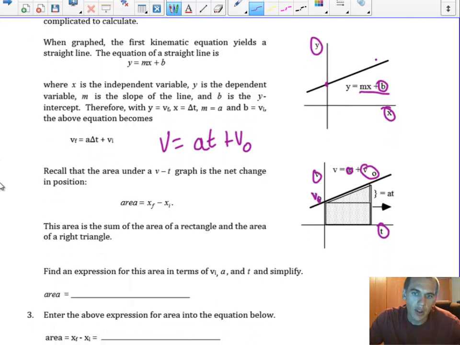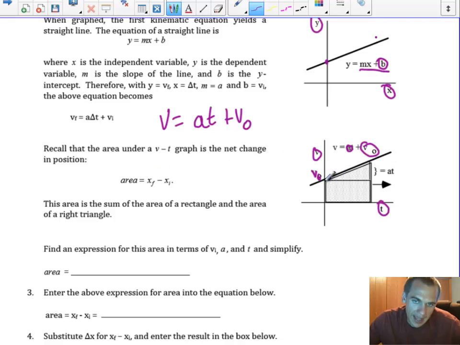Okay, now the area under this line is actually composed of two parts. There's this rectangle, okay, and there's this triangle. Now I want you to notice something. If there was no initial velocity, if the object had started at rest, then this rectangle would have a height of 0, and therefore its area would be 0. Okay? If there is an initial velocity, then it's got an initial area as well. Okay? So what we want to do is figure out the area under this graph, because if we know the area under this graph, we know the change in position, right? Delta x.